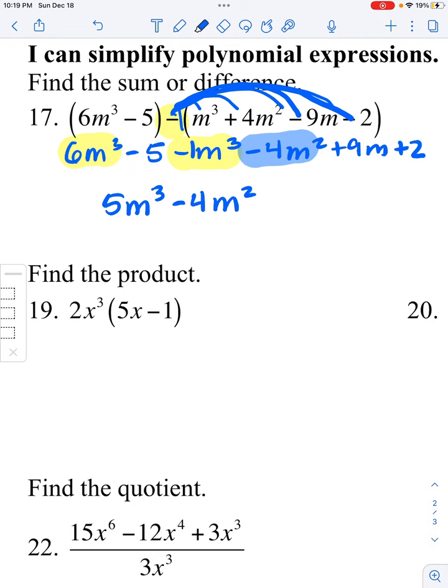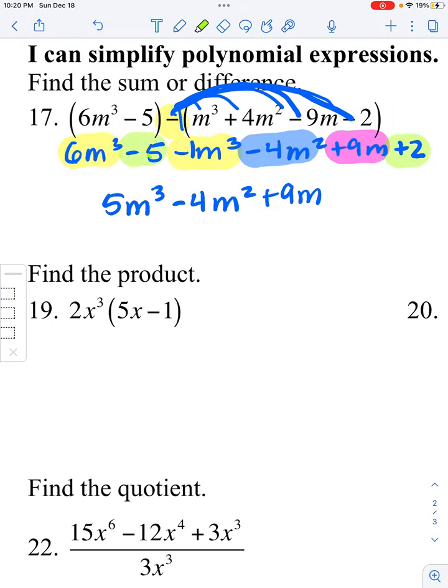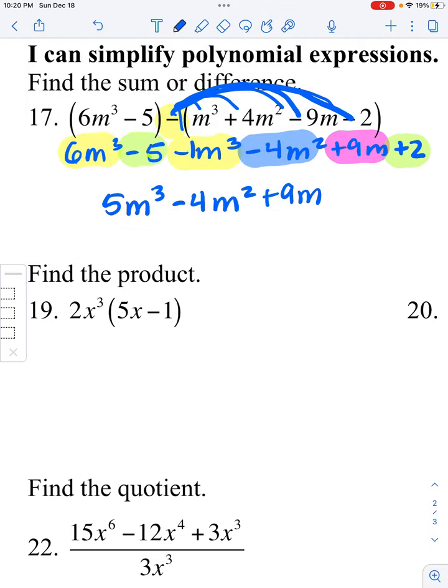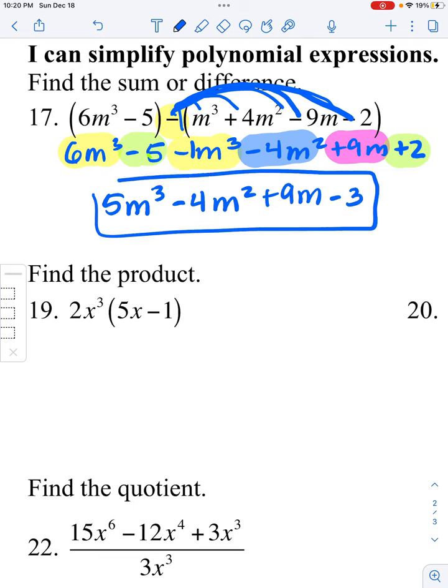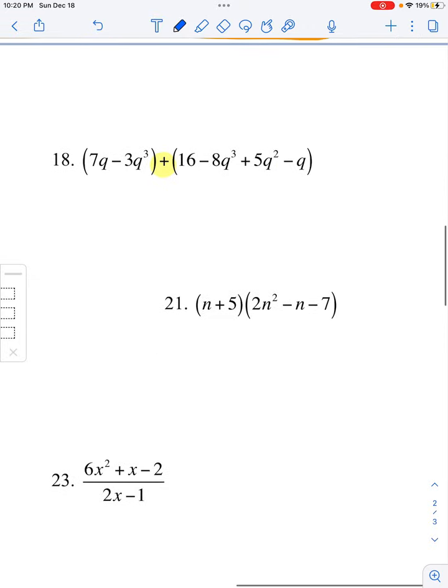And then you go back looking for the next lowest power. So if it was m to the second, you'd be looking for m to the first. But all you get there is 9m. And then the very last thing I'm looking for is the ones that don't have an m at all. They're constants. In this case, that's going to put me with a -5 plus 2, so I get a -3. And if you collect like terms from the highest to the lowest power, it ends up in standard form like it should be. Over here, it's even easier because it's a plus sign.